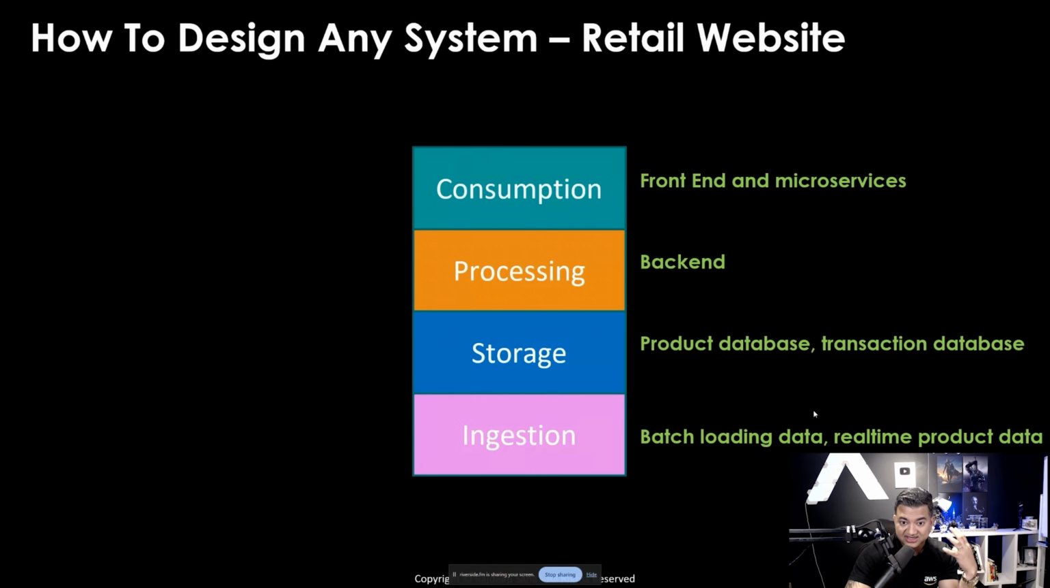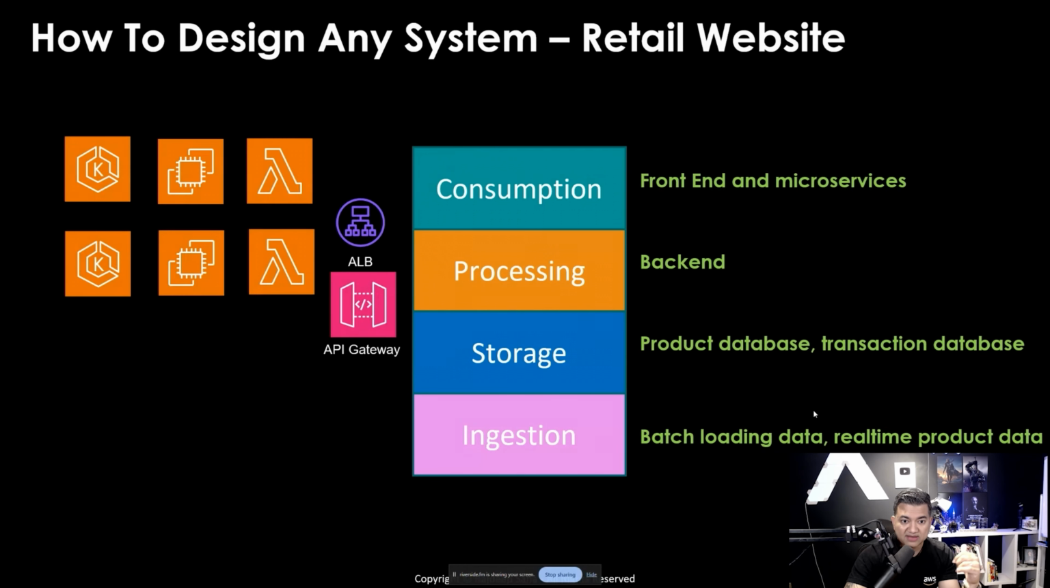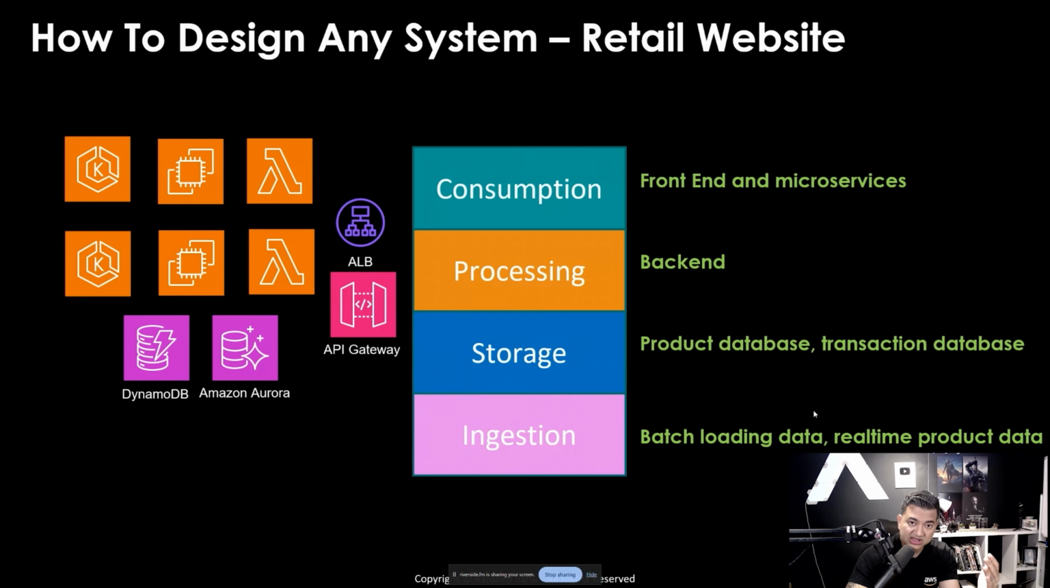Now comes the interesting part. You have to choose AWS services for each of these layers. And we have many different options, right? Both the consumption and processing could be done using our different compute layers such as Kubernetes, EC2, Lambda. You can do the network interfacing in between layers with application load balancer or API Gateway. The storage could be NoSQL, such as DynamoDB, or Amazon Aurora. And ingestion could be done with something like AWS Step Functions.